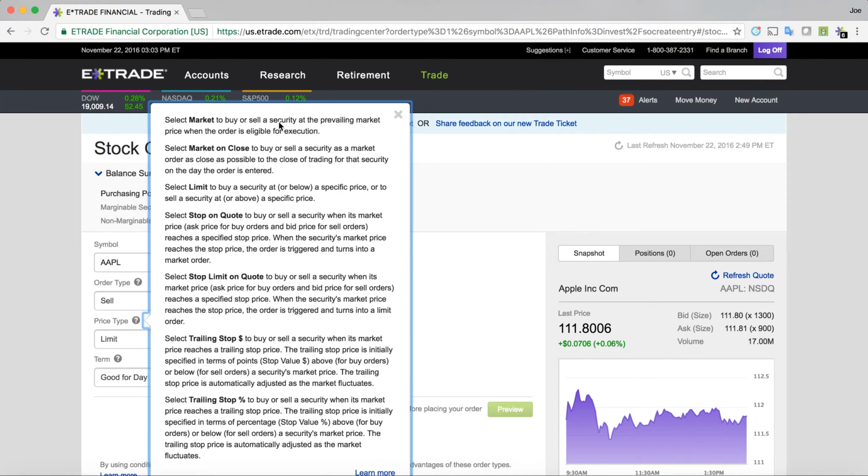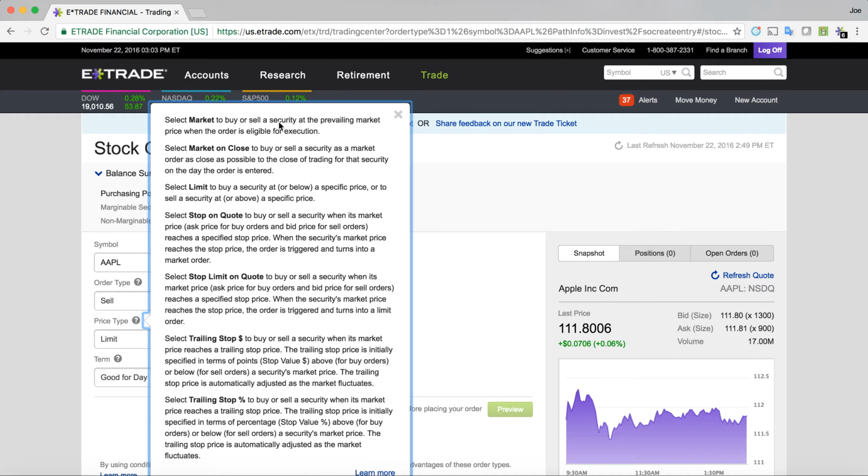Market on close: buy or sell a security as a market order as close as possible to the close of trading for that security on the day of the order entry. So this is, okay, as close to the end of the day as possible, I want to sell my securities, but do it as a market order. Maybe I have to step away from my computer. I think that the price is going to continue to remain the same or go up, and I'm willing to trust my computer system that says, okay, as close to the close as possible, sell these shares.